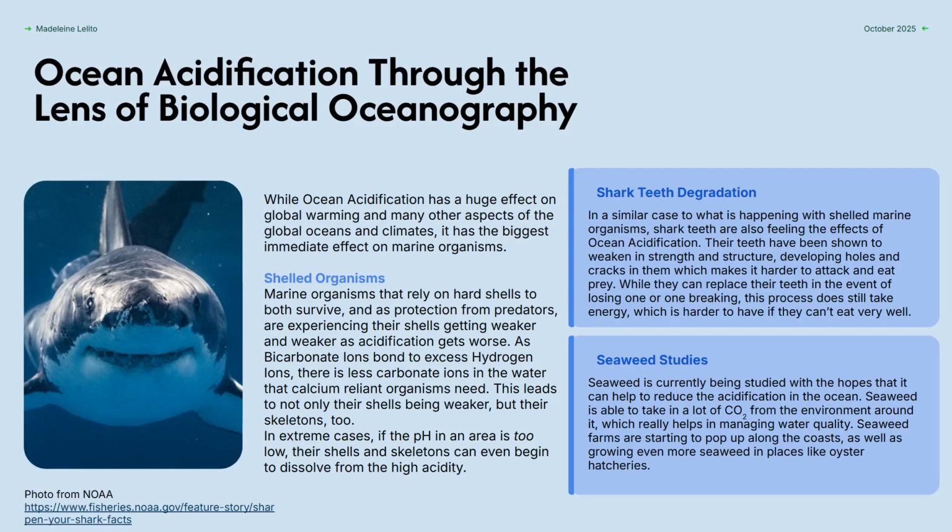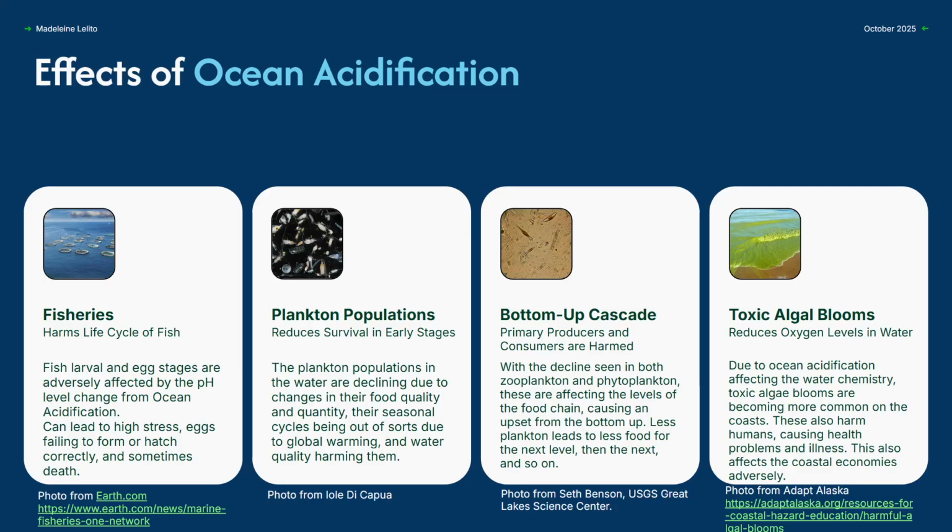Now, seaweed is currently being studied with the hopes that it can reduce the acidification in the ocean. Seaweed is able to take in a lot of CO2 from the environment around it, and we are seeing this in things like oyster hatcheries or seaweed farms.